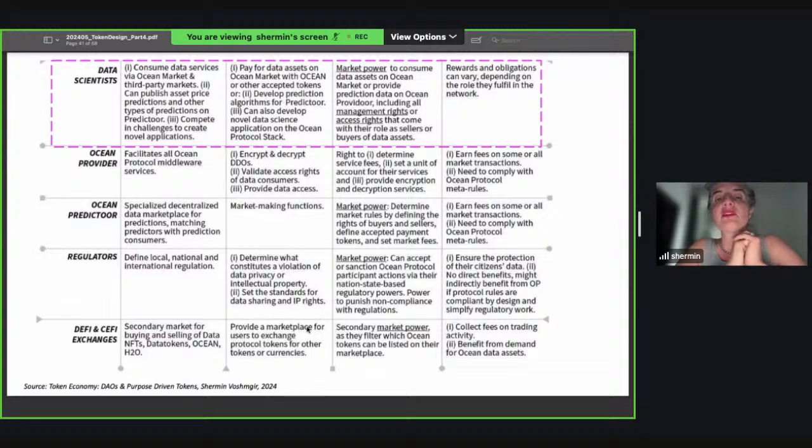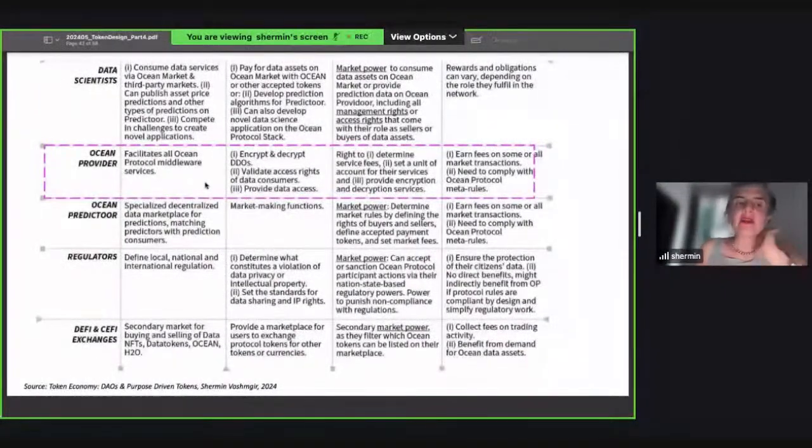They can also develop novel data science applications on Ocean Protocol. They have market power. They're the second side of the market, a very important side of the market. And they have usage rights, access rights, and certain management rights, depending on what rights are granted to a data set. These rights are bought or temporarily accessed. The rewards and obligations can vary depending on the role they fulfill in the network, because data scientists can have different roles. They can be data consumers, or they can build different applications on top of the protocol.